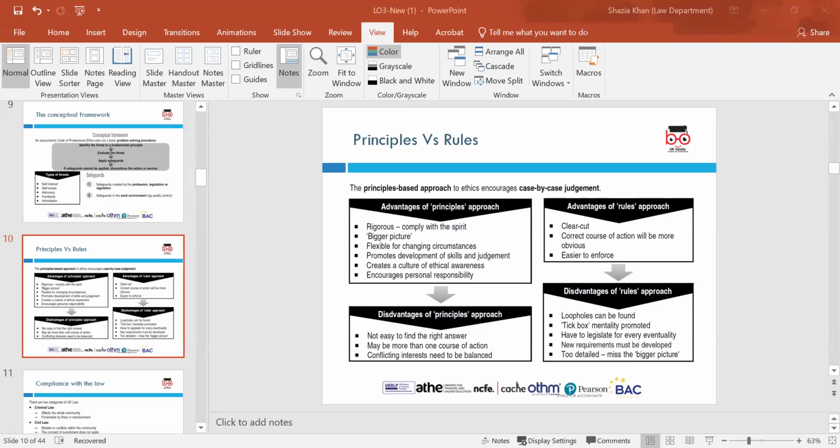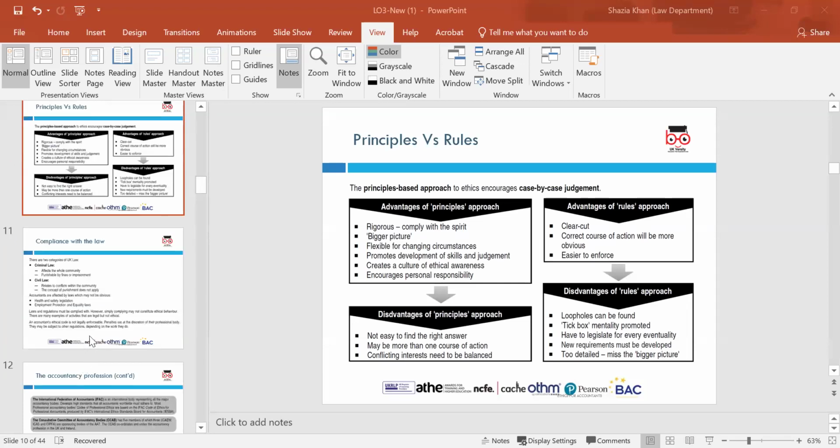The advantages of rules are they're clear-cut, the correct course of action will be more obvious, and they're easier to enforce. The disadvantages of rules are that loopholes can be found, and that could be the case in any sort of area. They have to legislate for every eventuality. New requirements must be developed, and sometimes you miss the bigger picture.